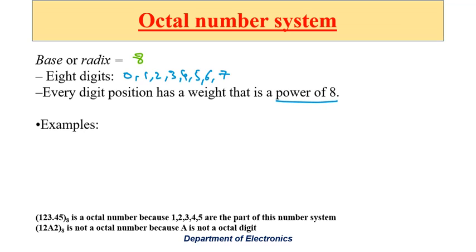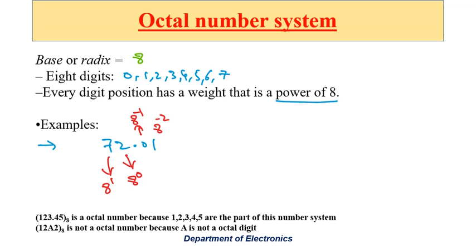And every digit in this number system has a positional value which is in the power of 8. For example, let us take an octal number 72.01. So in this case, each digit has a positional value, and this positional value for the 2 is 8 power 0, and for the 7 it is 8 power 1. For a fractional value, it starts with 8 power minus 1 and 8 power minus 2.